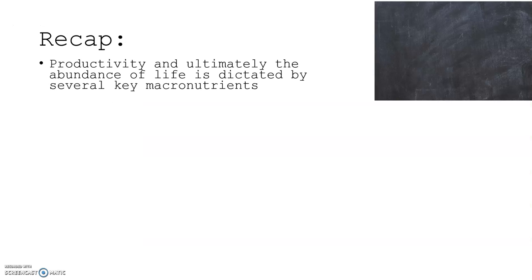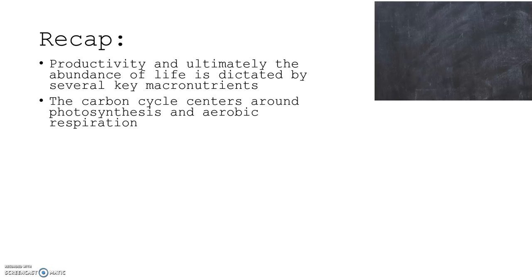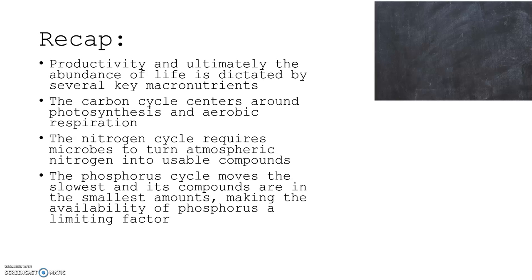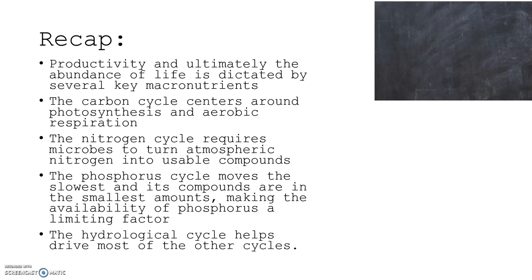And then for a recap, productivity and ultimately the abundance of life is dictated by several key macronutrients. The carbon cycle centers around photosynthesis and aerobic respiration. The nitrogen cycle requires microbes or bacteria to turn atmospheric nitrogen, which is not usable, into things that are usable, such as ammonium or nitrates. The phosphorus cycle moves the slowest and its compounds are in the smallest amounts, making phosphorus a limiting factor. And the water cycle helps drive most of the other cycles.